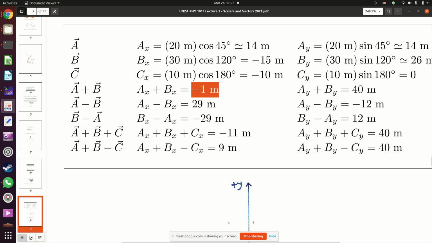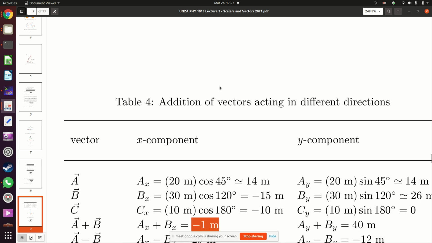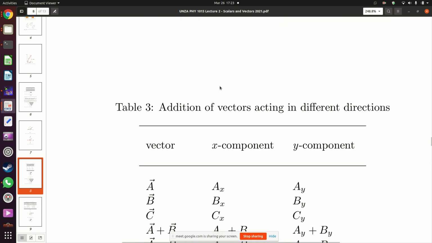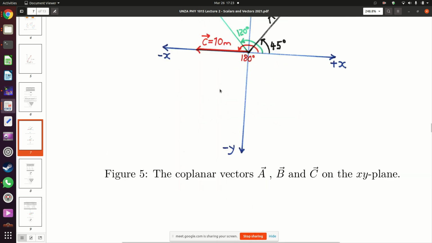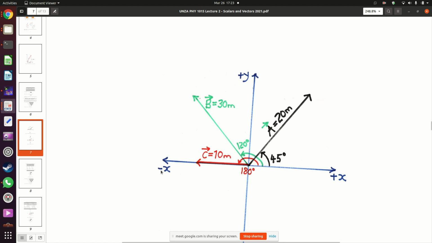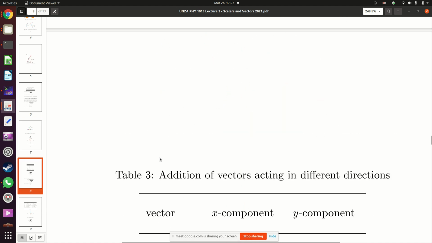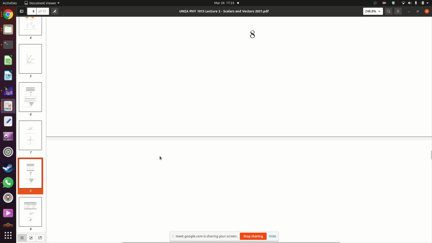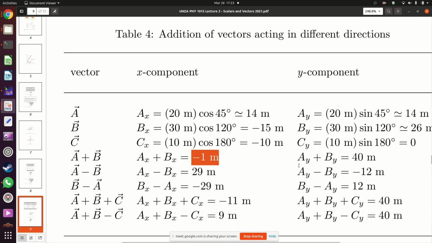meter. This negative 1 meter shows that A plus B along the x-axis points in the negative x-axis. It points in this direction. Along the x-axis, A plus B points along this direction. It's negative.